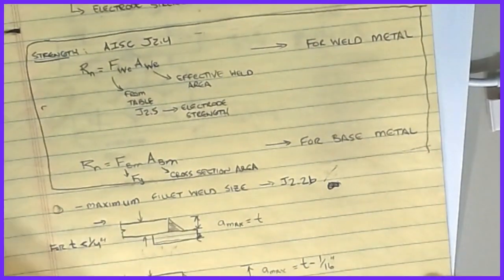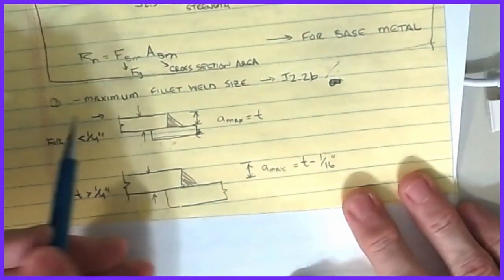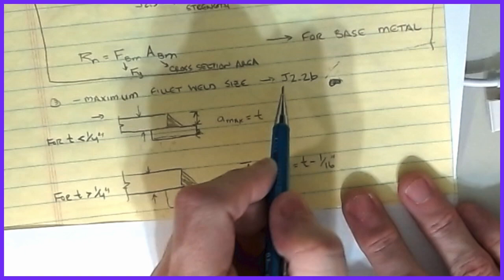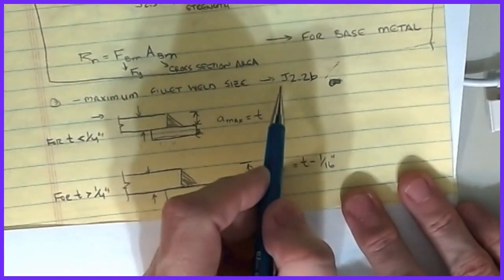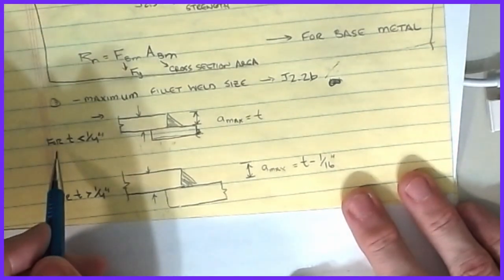The other criteria that we have to look at then is the maximums. Okay, and this is our maximum fillet weld size. It's located in J2.2b, and it's not real obvious, but if you read the text, this is what you kind of deduce in picture form.